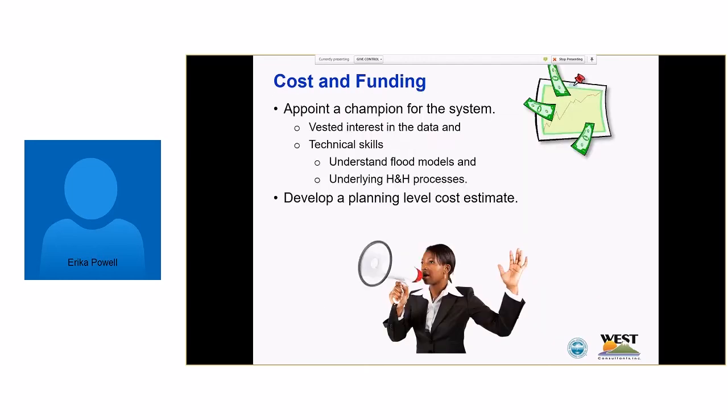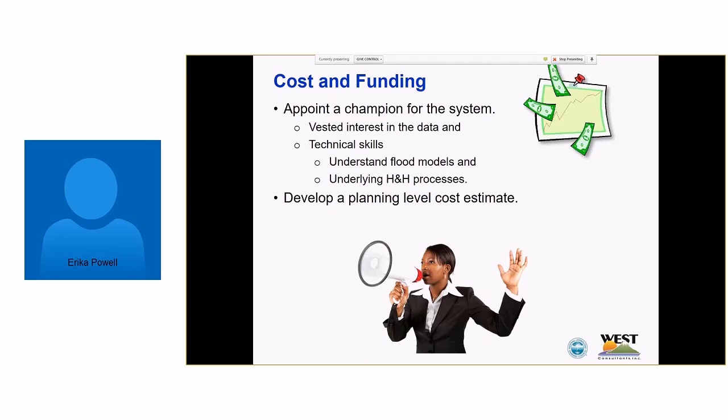Costing and funding is always a critical thing to pay attention to, but one of the first things that I always like to see is a champion for the system that's involved locally. And this is somebody or a department that's got a vested interest in the data, got some technical skills to understand the flood models and the underlying hydrology and hydrologic processes. But that champion for the system is somebody that has a passion for it and understands the implications and the value to the community and can be there on an ongoing basis to ensure support over the long term.